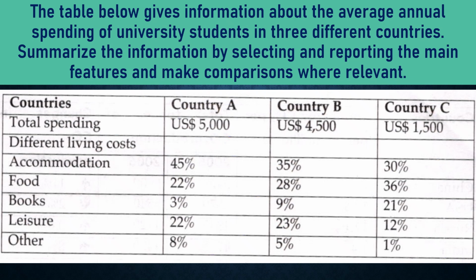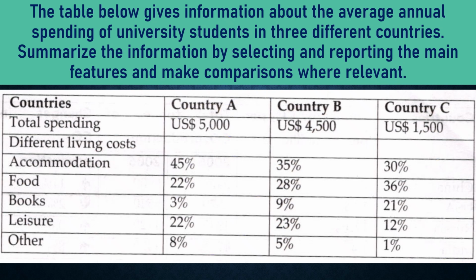So you can see the table below. There are 3 countries, country A, B, C, and the total spending of the university students, and then how they budget on different living costs like accommodation, food, books, leisure, and other.